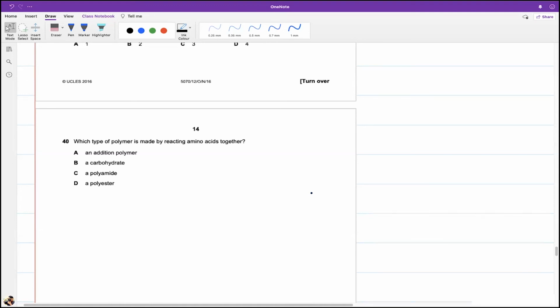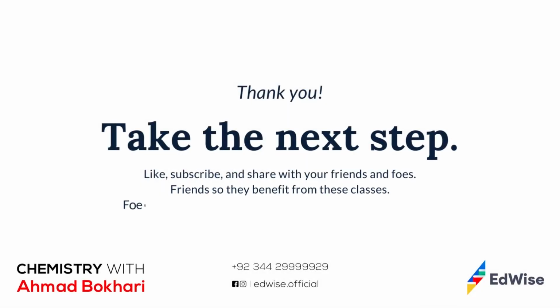Which type of polymer is made by reacting amino acids together? Amino acids basically form peptide linkage and they form proteins, which is a polyamide. Peptide linkage from amide linkage we get there. So this is going to be C. And that's it.